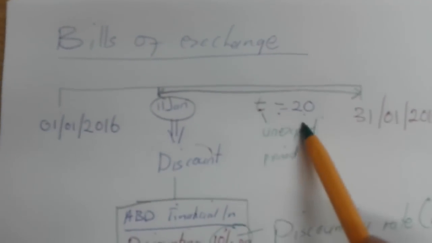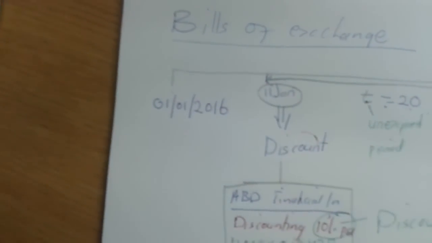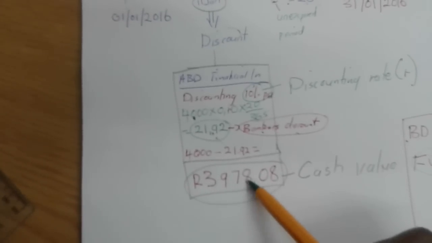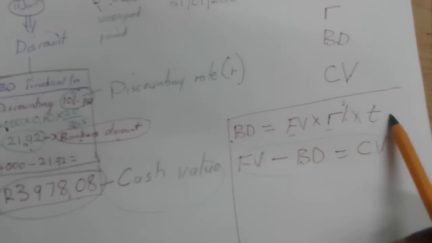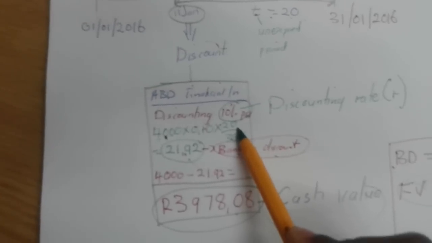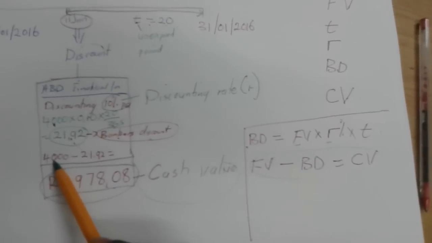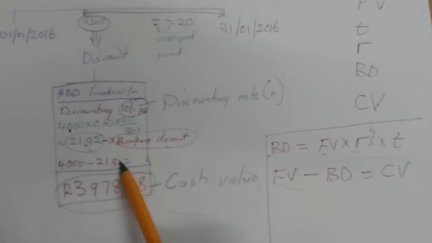20 is the T, the unexpired period, which is simply 31 days minus 11 days. Then once they get the BD, they now say 4,000 minus 2 on that, and then they get 3978.08, which is called the cash value. Now, formulas: BD is equal to FV times R times T. Then CV is equal to FV minus BD, which is again this 4,000 minus 2192.